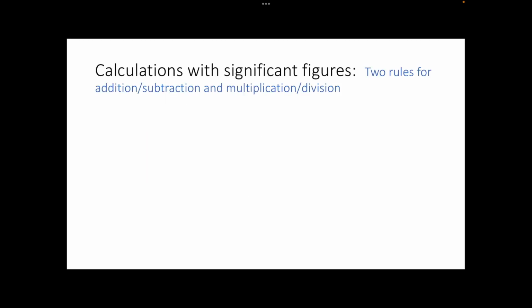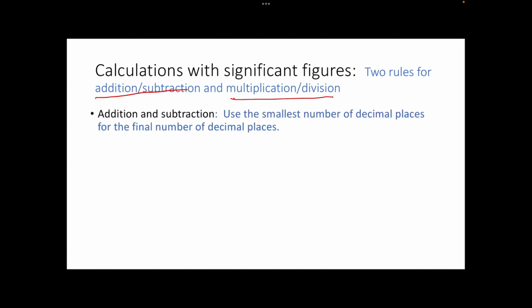So now we have to think about what to do with calculations. We're going to be doing lots of calculations, especially for the results in our lab. There are 2 rules: there's 1 rule for addition and subtraction, and another one for multiplication and division. The first rule, for addition and subtraction with significant figures, is that you use the smallest number of decimal places for the final number of decimal places in your number. So you actually don't have to count the significant digits. It's all about the decimal places, okay? That's what we're going to consider for addition and subtraction.